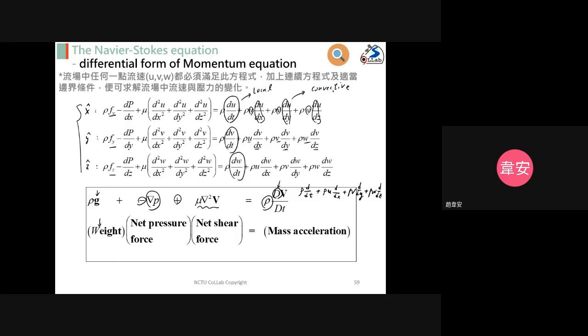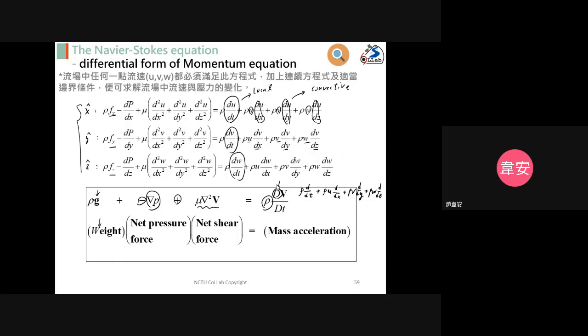We can divide the acceleration into local acceleration and convective acceleration. So this is our final Navier-Stokes equation. We have the body force, pressure force, and shear force, and the total is related to the density multiplied by the acceleration. This also follows Newton's second law: force is equal to ma.